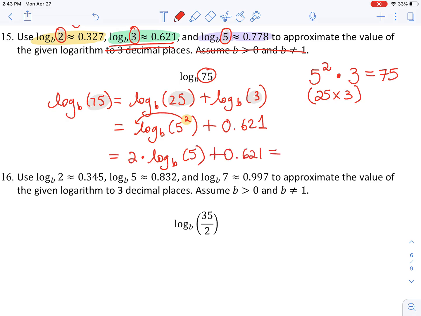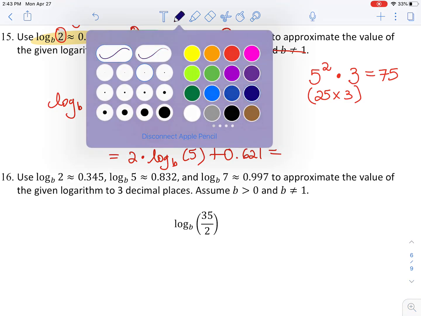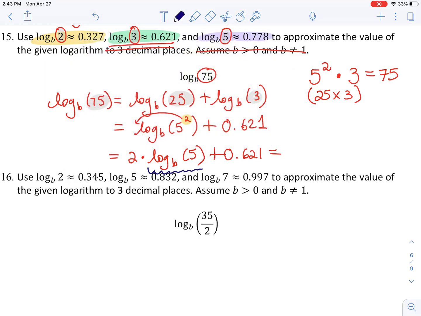That decimal that's just waiting for us equals. Now take a look at this part for me. What is log base b of 5? They also gave that to you, didn't they? It's that one. So we're really doing 2 times 0.778 plus 0.621. Now that's going to be our approximate answer, the approximated value of this.